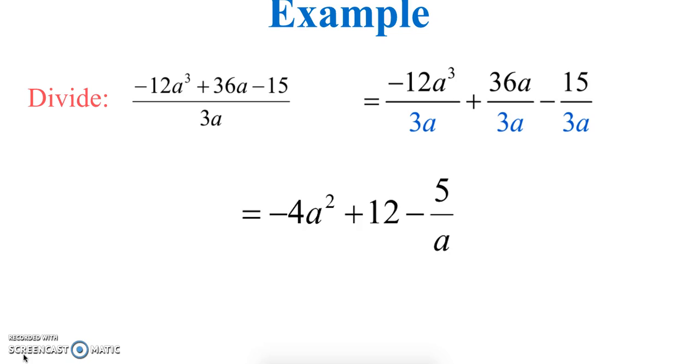With the a's, we know that when you're dividing exponents, one of the rules is you subtract your exponents. So I would take that a cubed and subtract 3 minus 1, because there's a single a on the bottom. And I get negative 4a squared, and so on and so forth throughout.